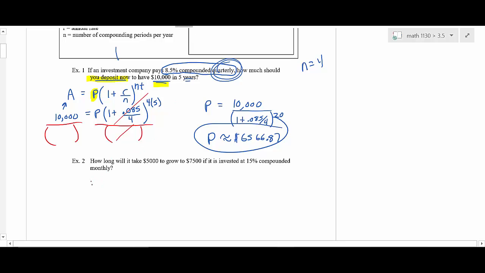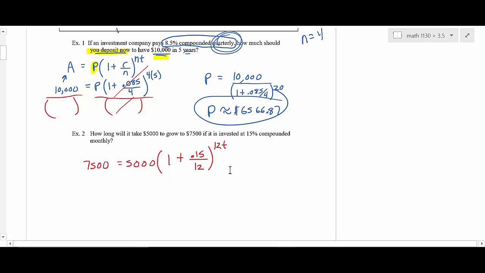So the way you should set this up is like this. You'd have 7,500 is equal to 5,000 times 1 plus, the interest is 15 percent, so you have to have 0.15, divided by monthly, which is 12, and then you would have to the 12t power. So that's step one, make sure that you understand how to set it up. Okay, we got that? Okay.